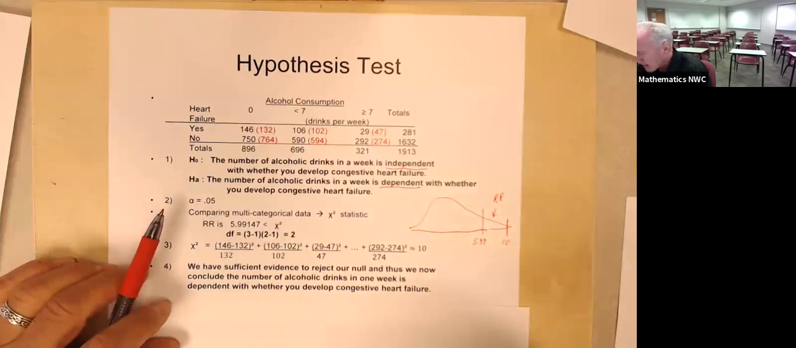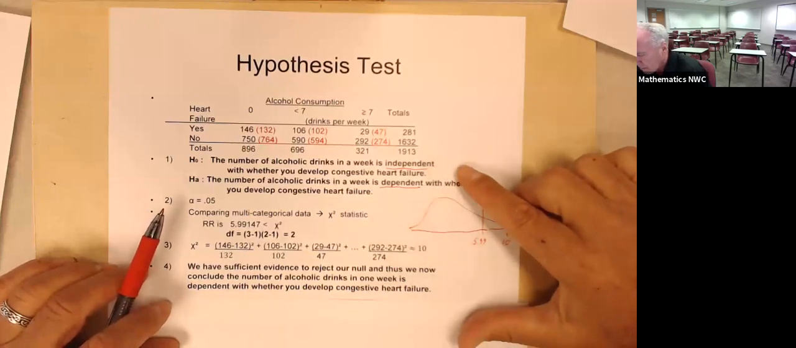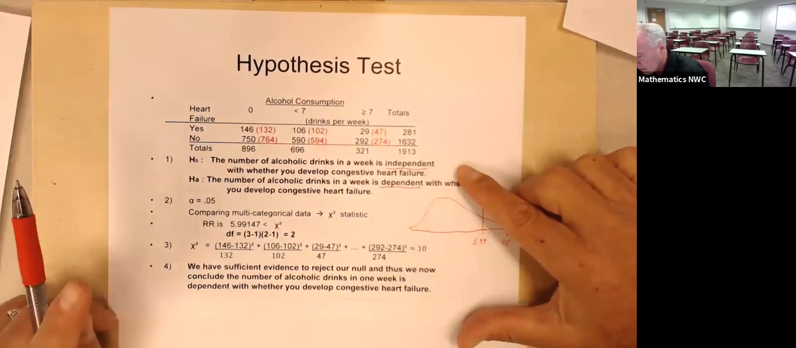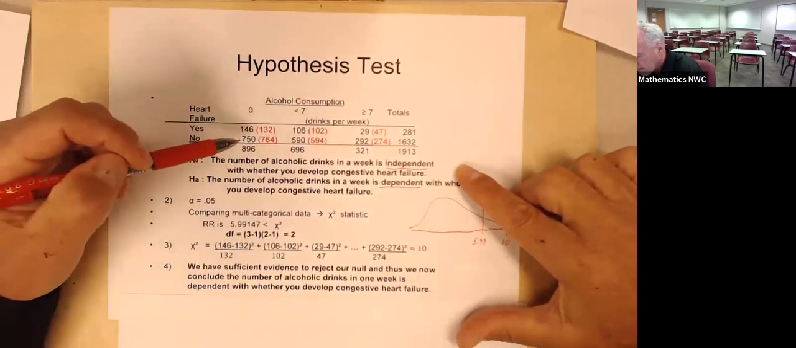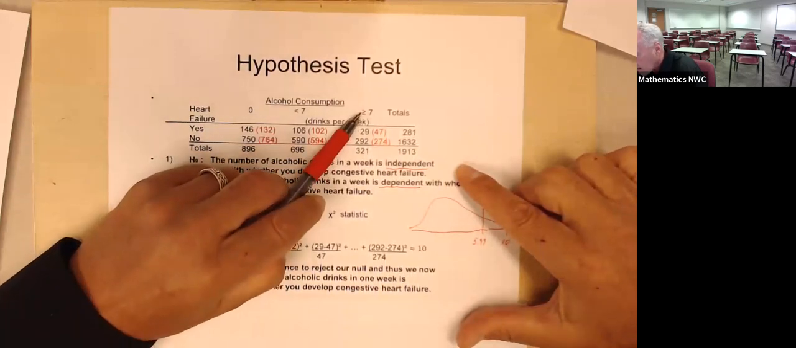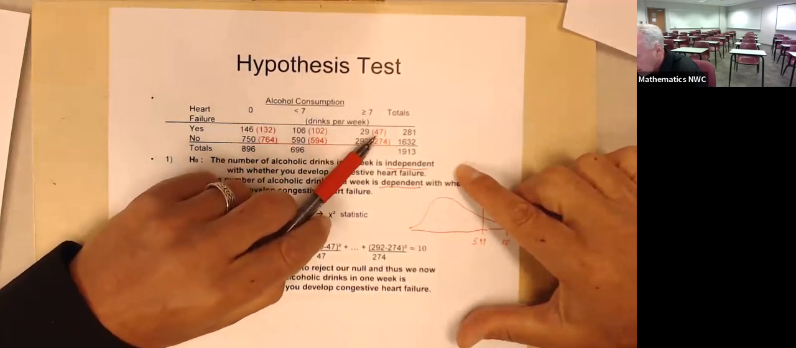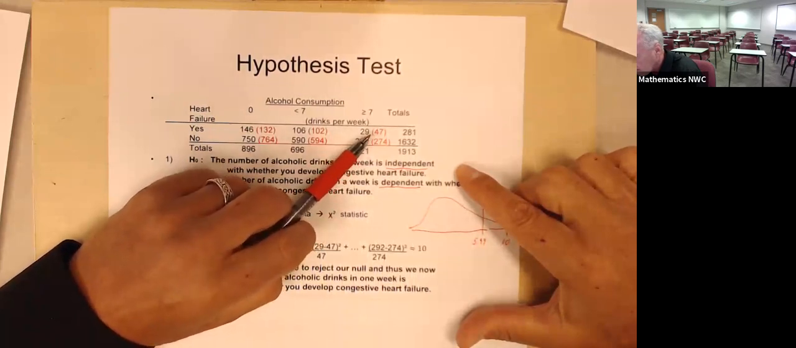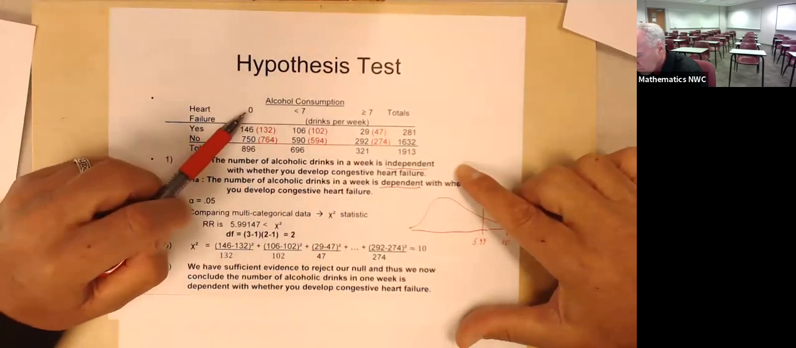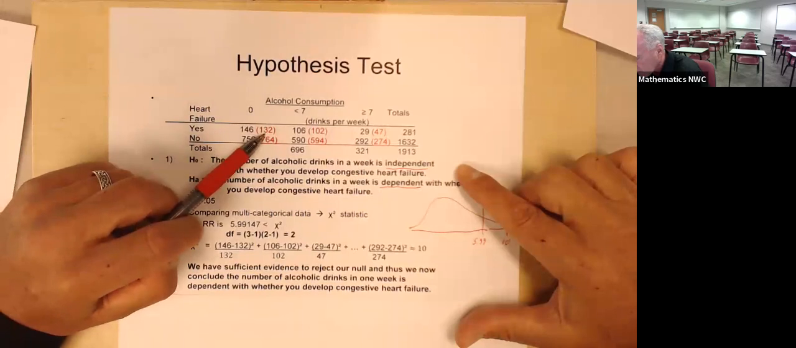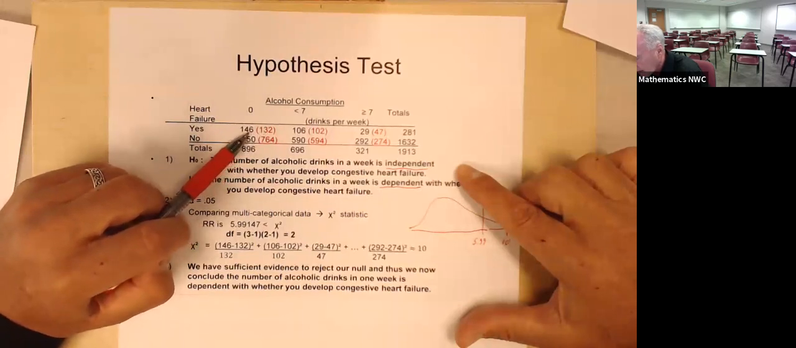Most of you might have guessed that they are in fact dependent, but this will surprise you. Watch carefully. It's not in the dependent direction that you think. Notice when I had more drinks, I expected 47 congestive heart failure. We only got 29. We had less congestive heart failure with more drinks. People that didn't drink at all, we expected 132. We got more than we expected. It's opposite of what most people think.